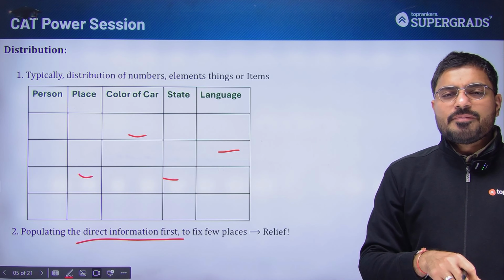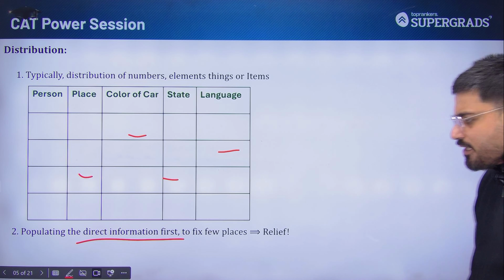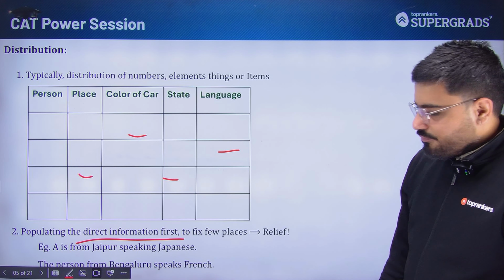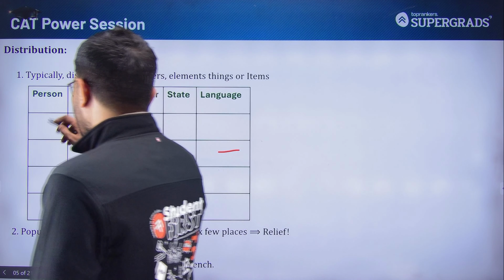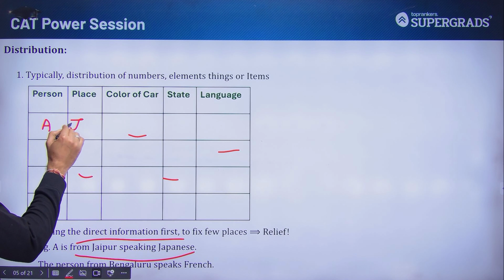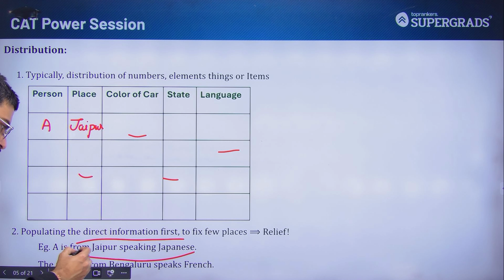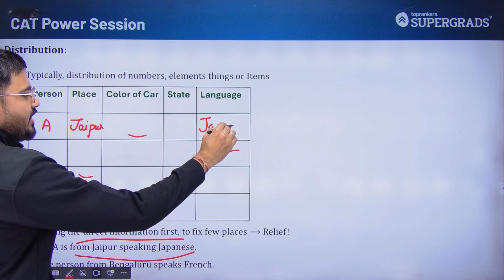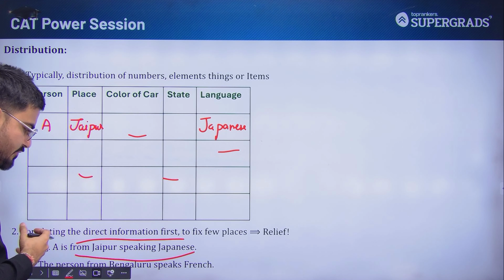And you all will be puzzled, what is direct information? Here is the example for the direct information: A is from Jaipur speaking Japanese. So I will not worry about where to write it. I will just put A. He is from the place Jaipur, and speaking Japanese, so the language is Japanese. So all these things are fixed. I have frozen them. This is very direct information.